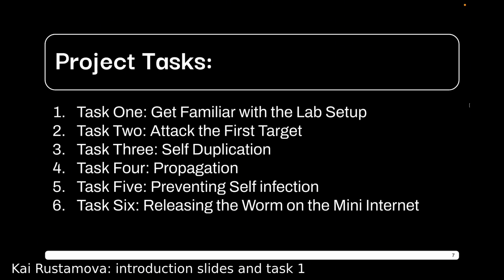These are the 6 tasks in the lab. We first got familiar with the setup, then attacked one target, added self-duplication, added propagation, prevented self-infection, and finally released the worm on the larger mini internet.